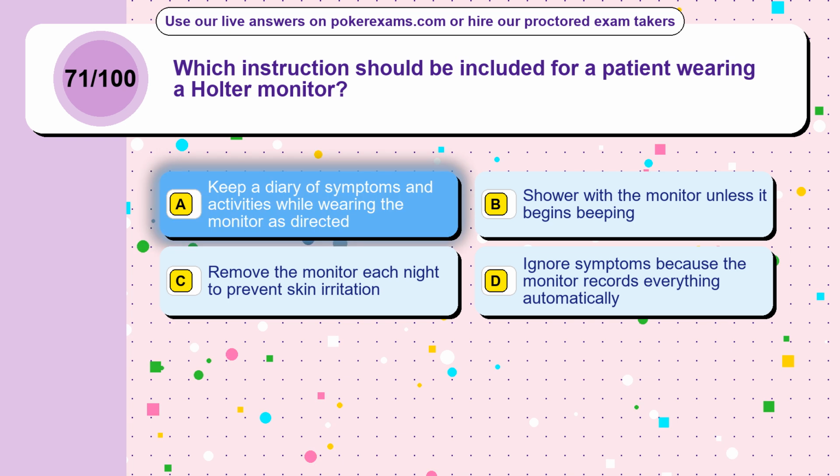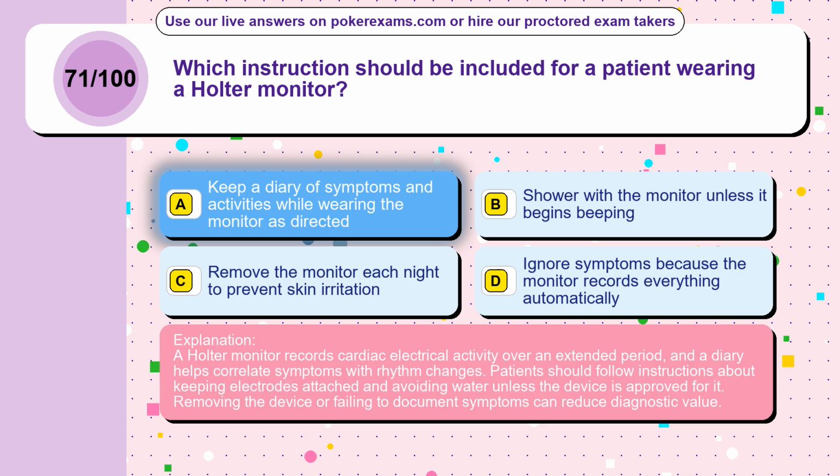The correct answer is option A. Keep a diary of symptoms and activities while wearing the monitor as directed. A Holter monitor records cardiac electrical activity over an extended period, and a diary helps correlate symptoms with rhythm changes. Patients should follow instructions about keeping electrodes attached and avoiding water unless the device is approved for it. Removing the device or failing to document symptoms can reduce diagnostic value.